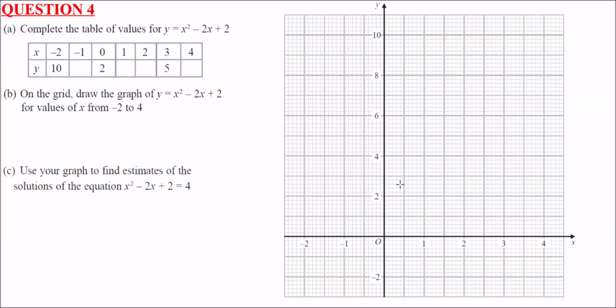Question 4. Complete the table of values for this function y equals x squared minus 2x plus 2. I will at some point, if I've not already shown you, I'm pretty sure I will have done, show you how to do this without using a calculator, but considering this is a calculator paper, I'm going to show you how to use the table function to quickly generate a table of values if you should, for example, like this question, need to plot a graph.